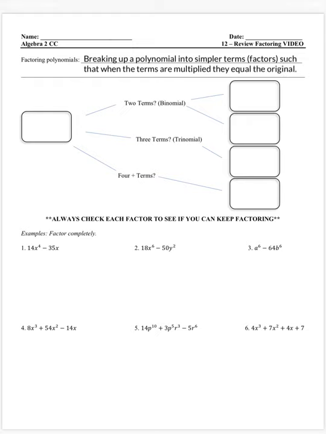So that's a nice way that you can check yourself. If you're ever not sure whether you factored correctly, you can always just multiply them back and see if you got your original polynomial. So the first thing that you are always going to look for is a GCF.